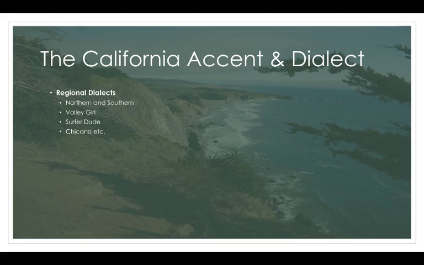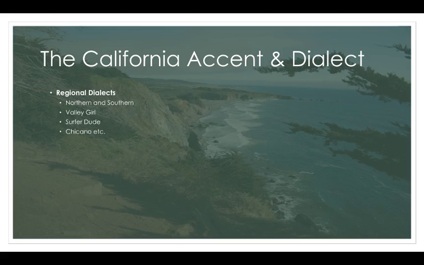Okay, that's what I was talking about. Also, there are some regional things. Valley Girl, Surfer Dude. Chicano is a really big thing. So, as I said before, Mexico has a large influence on California, the cuisine, a lot of things.